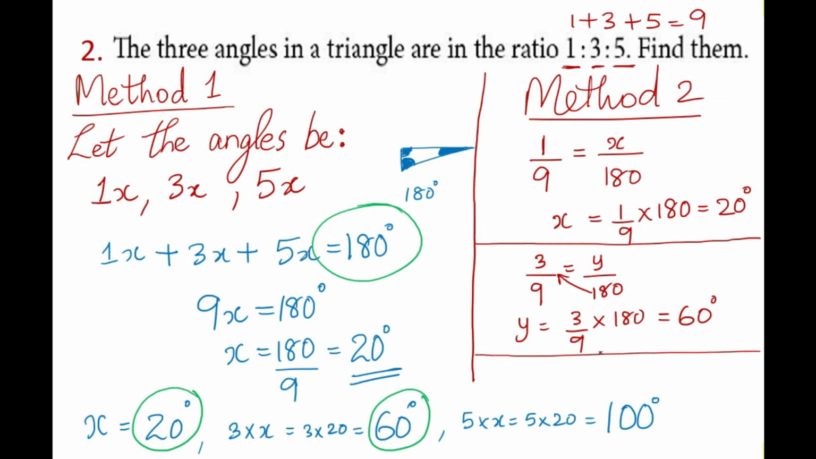And for the third angle, let it be z. So 5 over 9 is equal to z over 180. So again, cross multiply. Z is going to be 5 over 9 times 180, giving me 100 degrees, which is the same answer as you get in the previous method.